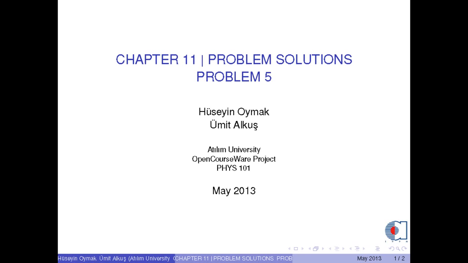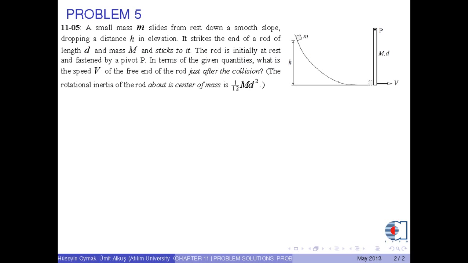In this video, we will solve one problem in Chapter 11. A small mass m slides from rest down a smooth slope, dropping a distance h in elevation. It strikes the end of a rod of length d and mass M and sticks to it. The rod is initially at rest and fastened by a pivot P.